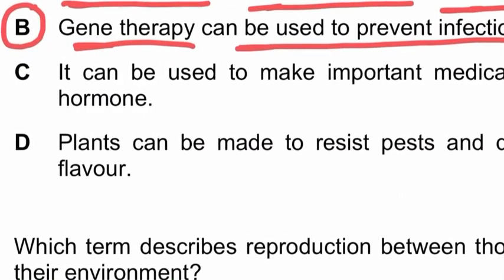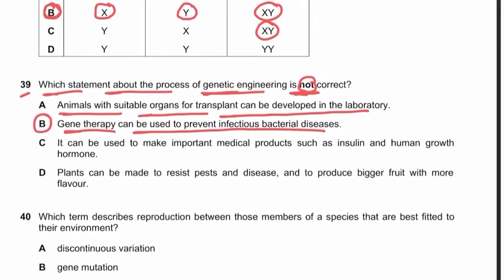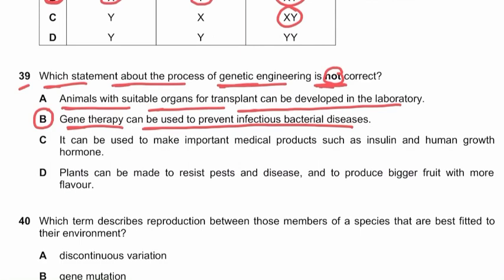Guys, what is meant by gene therapy? Gene therapy is an application of genetic engineering in which we treat genetic diseases. For example, in sickle cell anemia, the patient has two faulty alleles which are causing the production of abnormal hemoglobin. To treat a person with sickle cell anemia, we can insert a normal allele into the person, that is the normal dominant allele HbA.